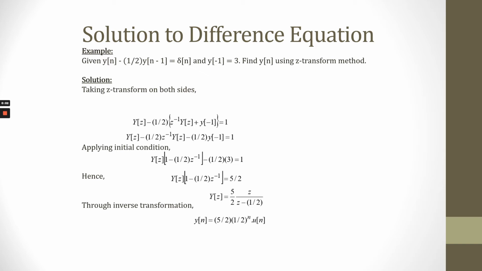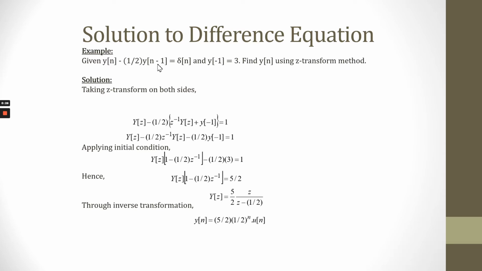In this example, given the equation y[n] minus half y[n minus 1] equal to delta[n], and the initial condition y[minus 1] is equal to 3, find y[n] using the Z transform method. So taking the Z transform on both sides of this equation, y[n] in the Z transform is Y(z).